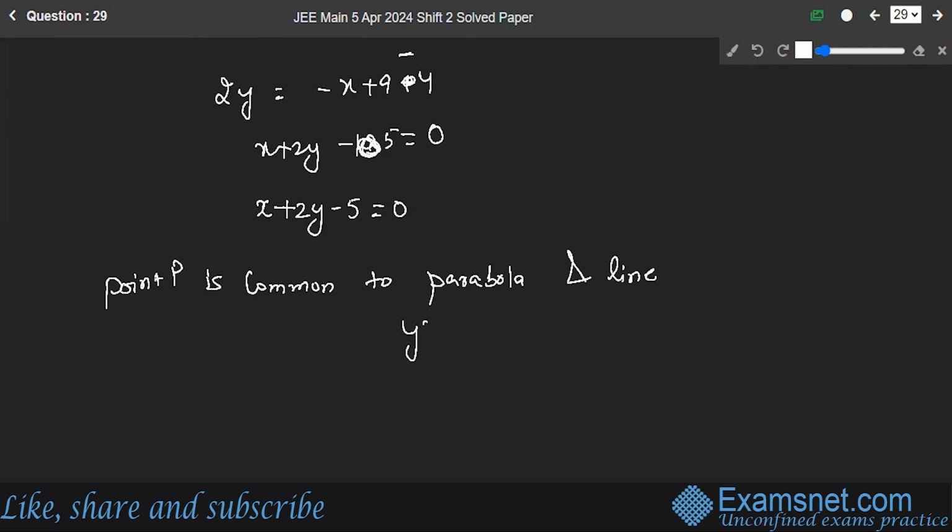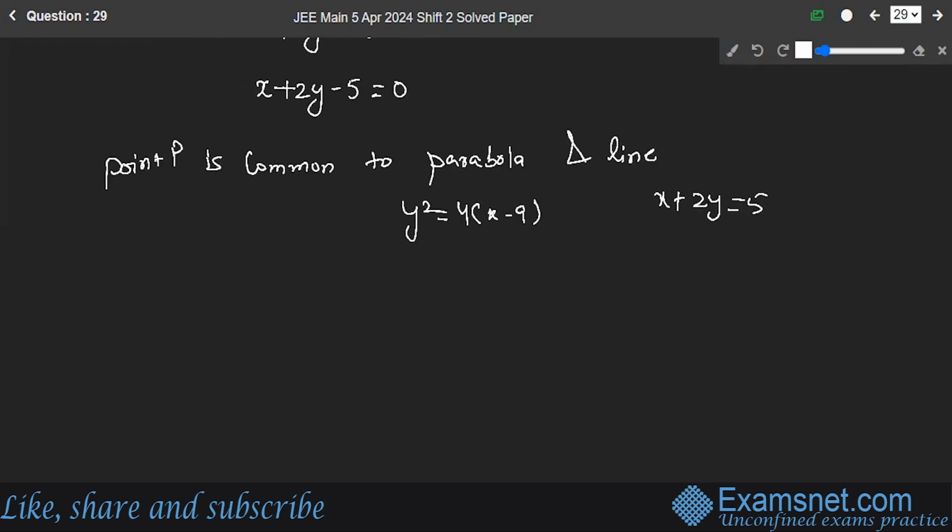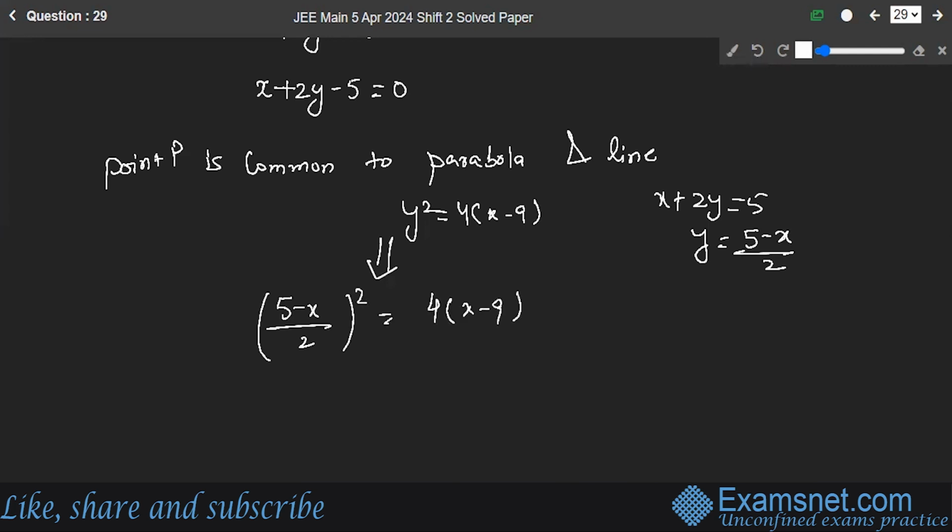What was the equation of the parabola? It was y squared equals 4x minus 9, and the equation of the line is x plus 2y equals 5. So let's solve. You will have y equal to (5 minus x) upon 2. So this will give me ((5 minus x) upon 2) whole squared equal to 4 into this, or you will have here 25 plus x squared minus 10x equal to 4 fours are 16, this.